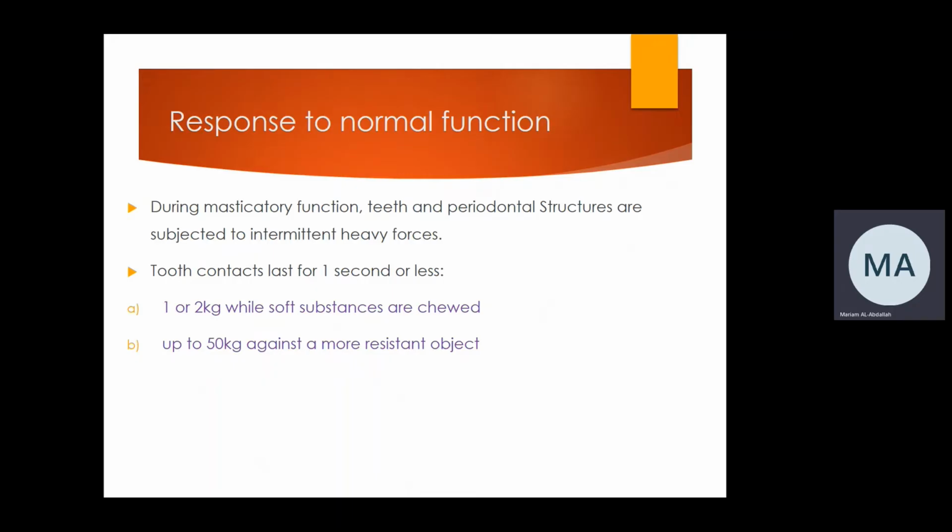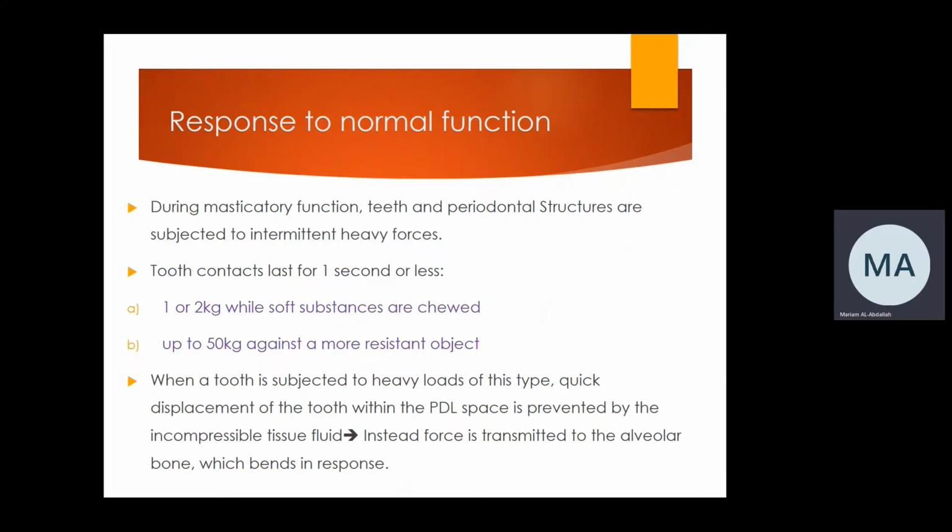If you're chewing a soft diet, that will give about 1 to 2 kilograms of force. And if you are chewing tougher food, more resistant objects, then this will give up to 50 kilograms of force. This is why these are heavy forces. When a tooth is subjected to heavy loads of this type, there will be no quick displacement of the tooth. The tooth will stay still within the periodontal ligament because the surrounding fluid is incompressible tissue fluid. This fluid is incompressible.